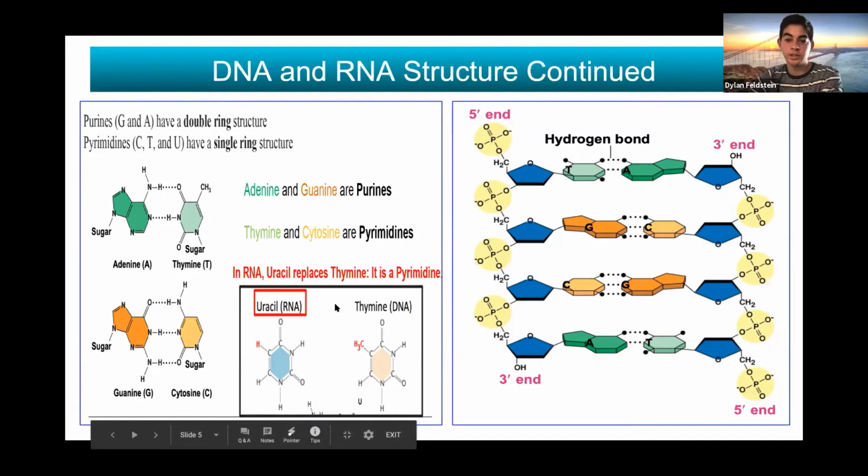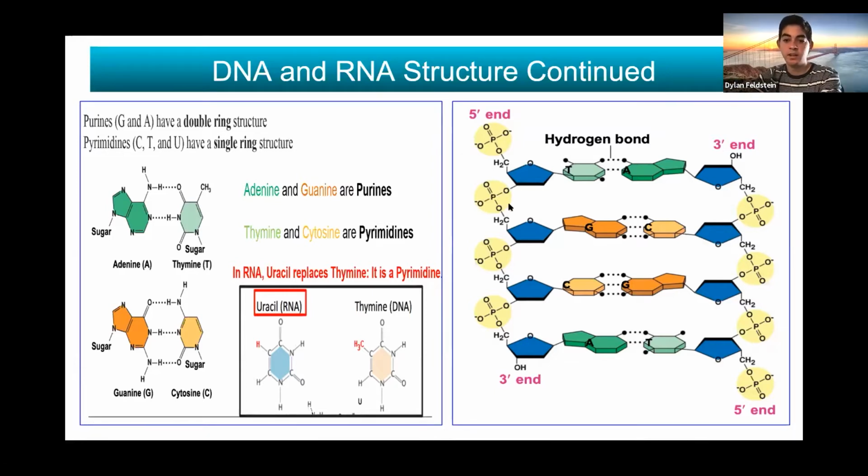So I have a question for you guys. You can just answer it in the chat. Which bond do you think is harder to break? The bond between guanine and cytosine, or the bond between adenine and thymine? Just type it in the chat.